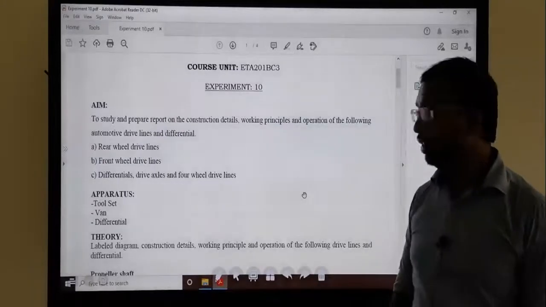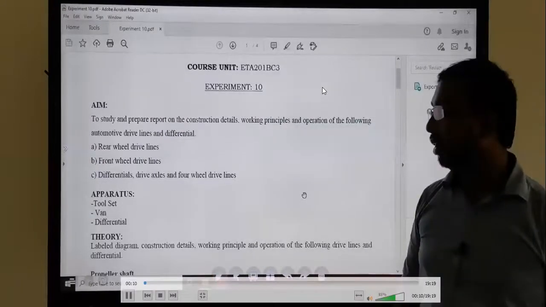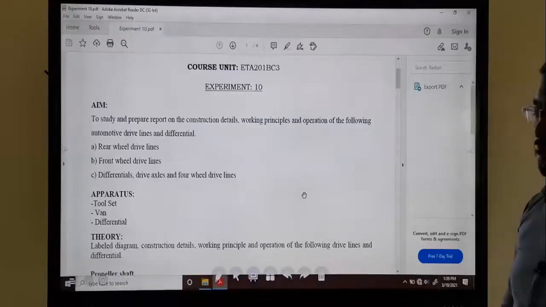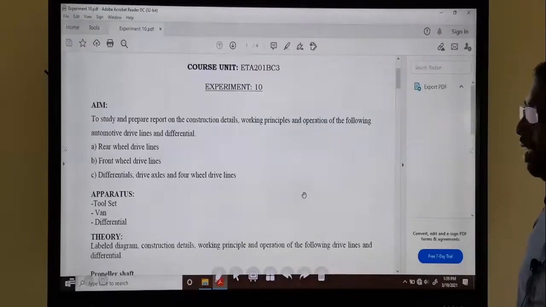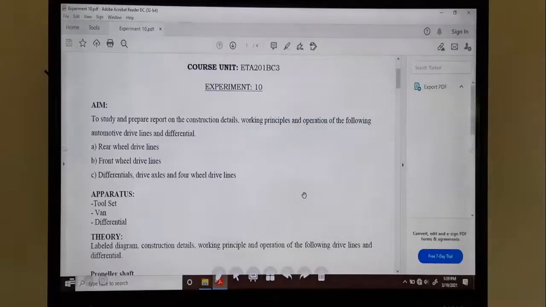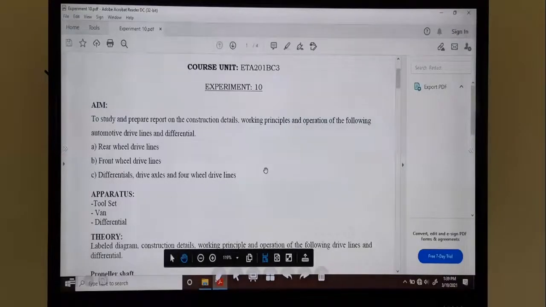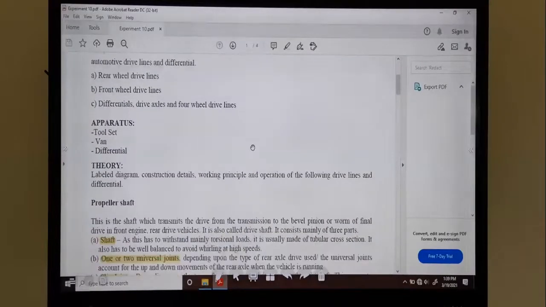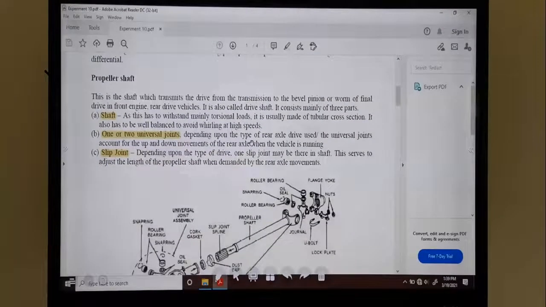Dear students, today we are going to study our DAS experiment, experiment 10. Here we study the propeller shaft, universal joint and differential. These are parts of the transmission system, which we call drive lines. These are your apparatus, and let's move into the theory part.